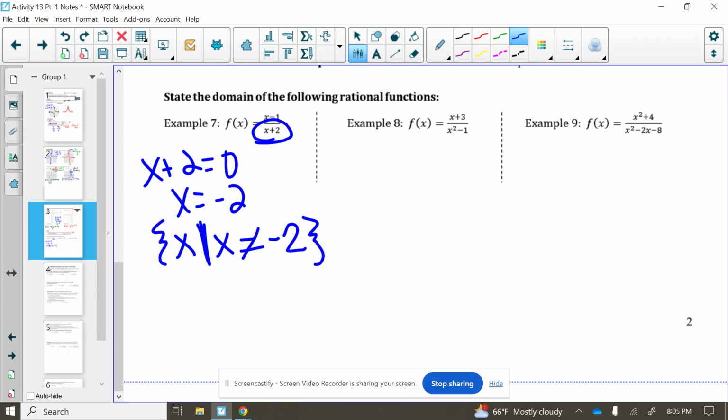except x cannot equal negative 2. Another way officially of expressing this would say, okay, all numbers from negative infinity until negative 2 or from negative 2 to infinity will in fact work out.